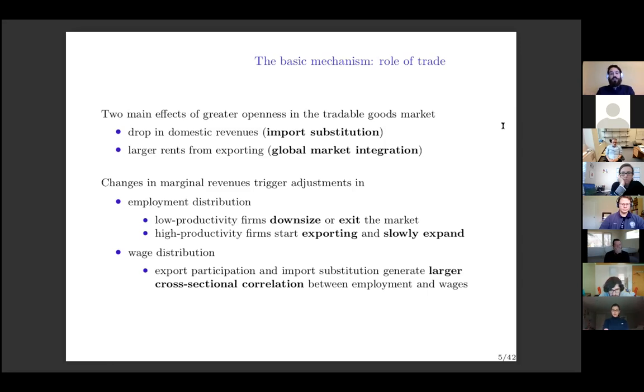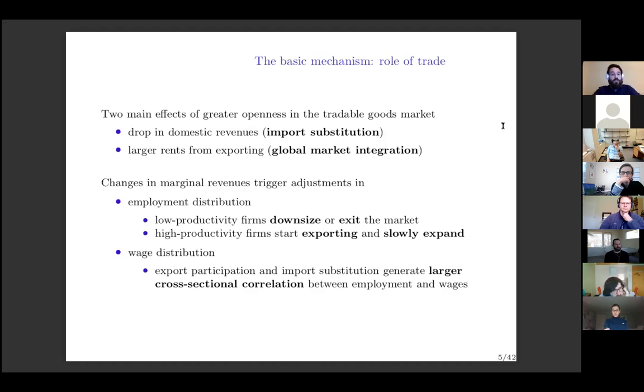And of course, these asymmetric changes in the marginal revenues will trigger adjustments in employment and wages. Low productivity firms will likely downsize, try to renegotiate wages downward, or eventually even exit if they won't be able to cover the cost of operating, whereas high productivity firms will likely start exporting, post vacancies, look for workers, and slowly expand until they reach their optimal new size.